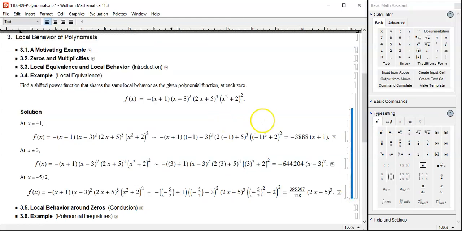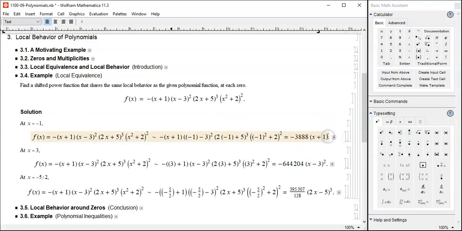And here we go. At x equals -1, we have this computation. Plug in x equals -1 to all these, and then plug in x equals 3 to this one and that one, and then plug in x equals -5/2 to these and this. In the end, we get these expressions. Too tedious? Yes, I agree, they're tedious. Not difficult, but tedious.